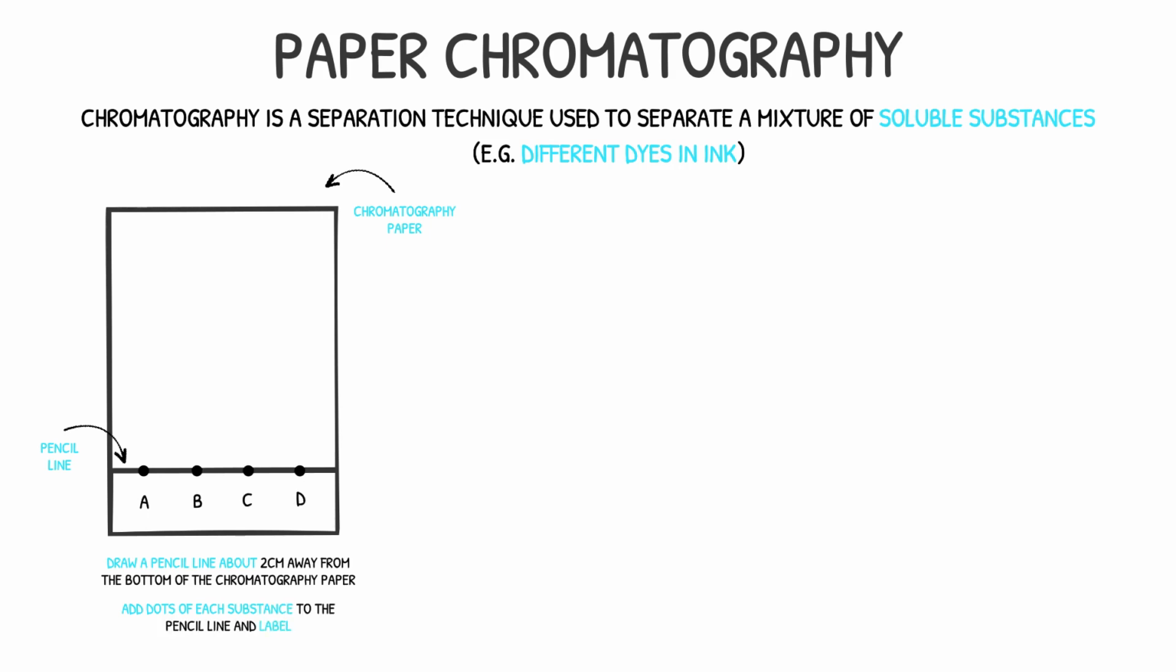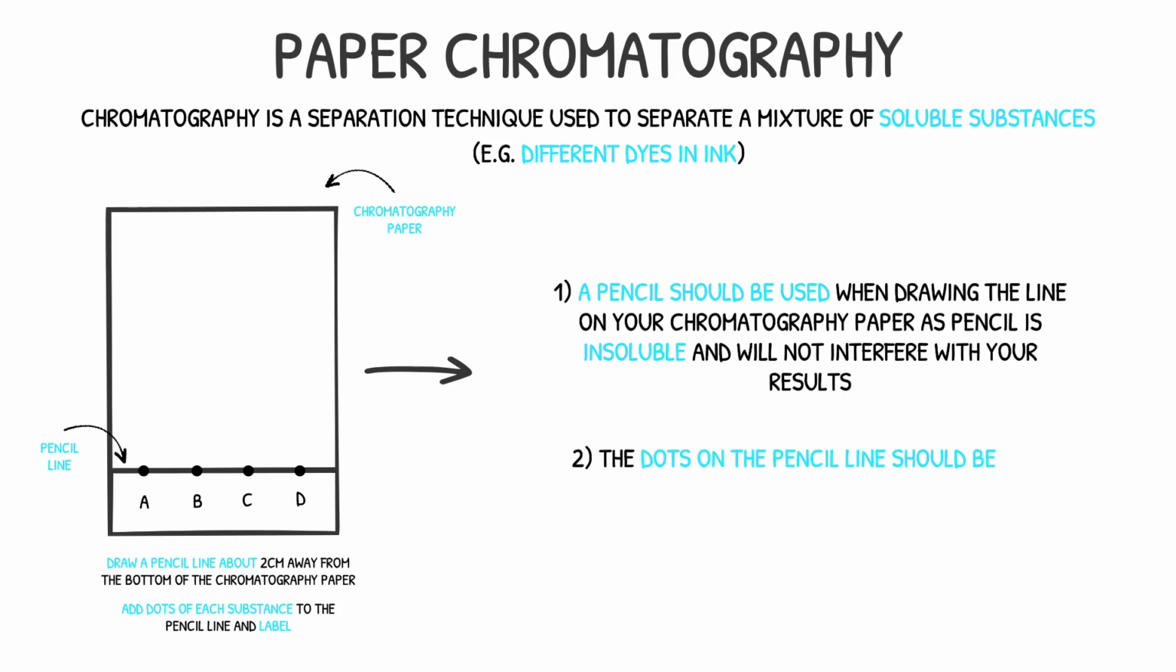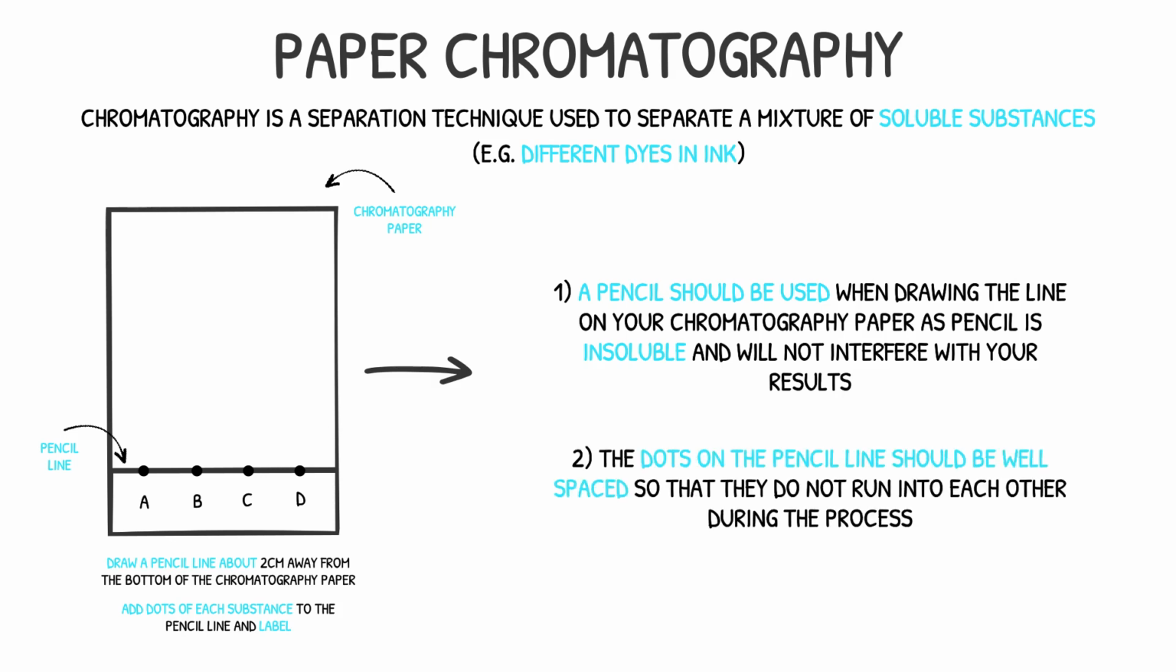There's a couple of things to note here. Firstly, it's important that a pencil is used when drawing the line on the chromatography paper. This is because pencil is insoluble and will not interfere with the results of your experiment. And secondly, it's important that the dots of each substance are well spaced on the pencil line, as you do not want them to run into each other during the process.